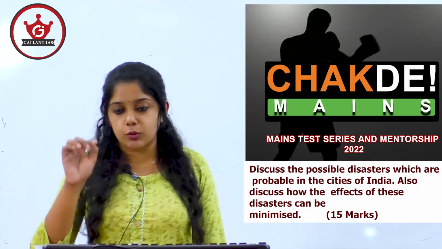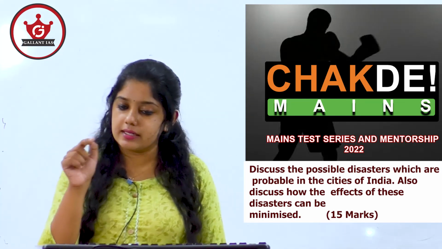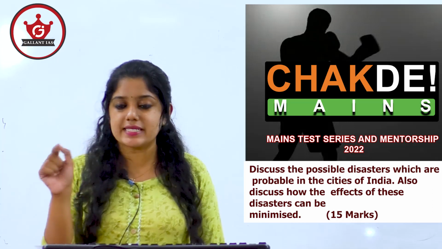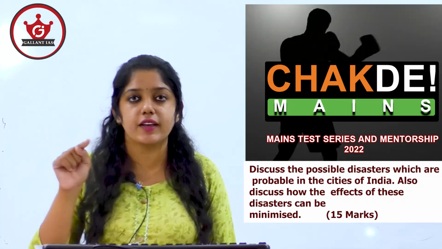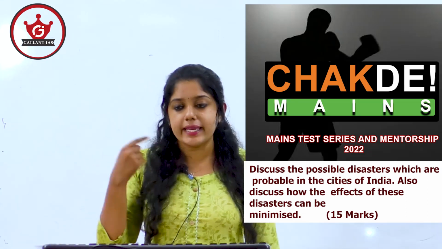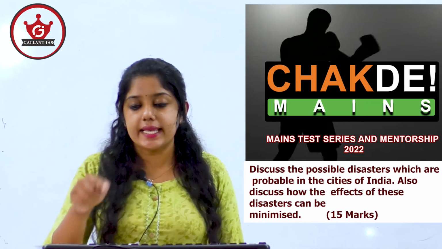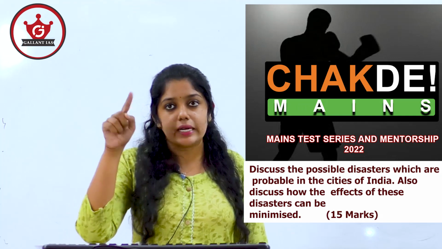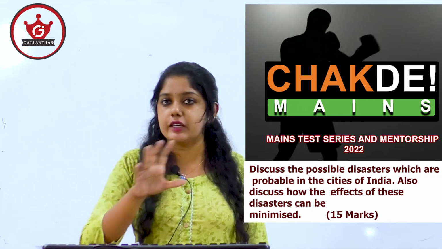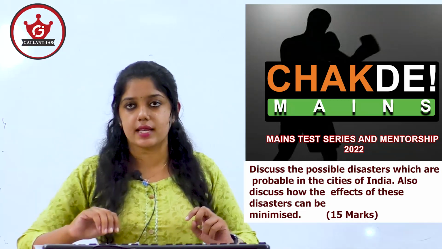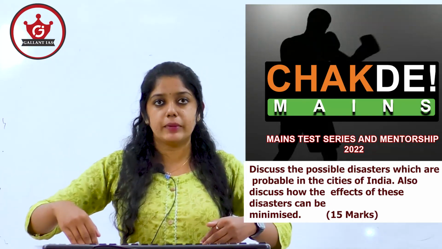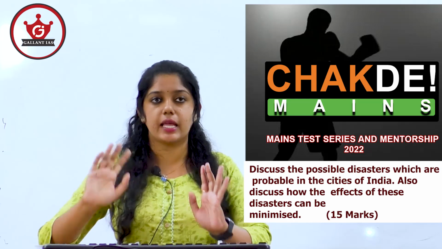See, this question has an implicit thing. What is it? It is effects. You have to mention the effects of disaster here. Normally, what the aspirants do is skip the word effect and not write the effects of disaster. First they will write the intro, then the possible disasters, then they directly jump into how the effects can be minimized.